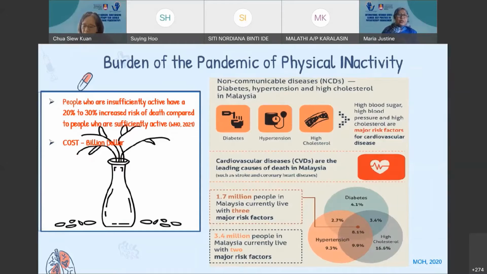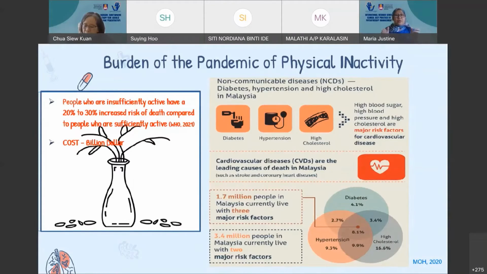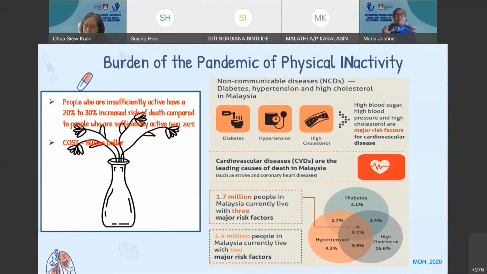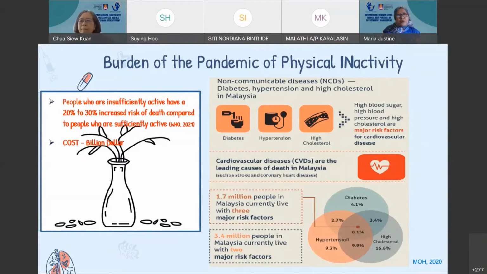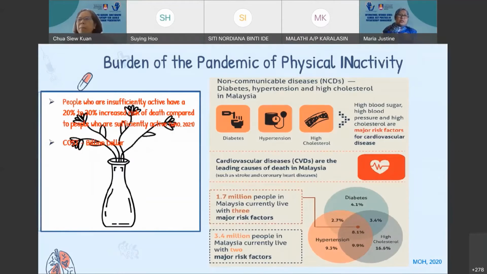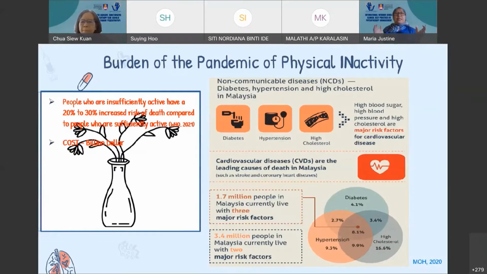According to WHO, people who are insufficiently active have a 20% to 30% increased risk of death compared to people who are sufficiently active. When we compare this with the consequences of the COVID pandemic currently, the burden of the pandemic of physical inactivity is worse than COVID-19, which so far in a year has led to slightly less than 10% of deaths. The cost of supporting the medical bills of people with diseases associated with physical inactivity runs to billions of dollars.